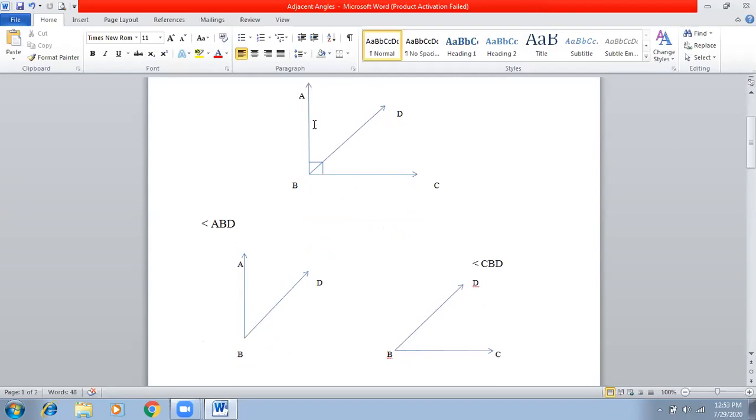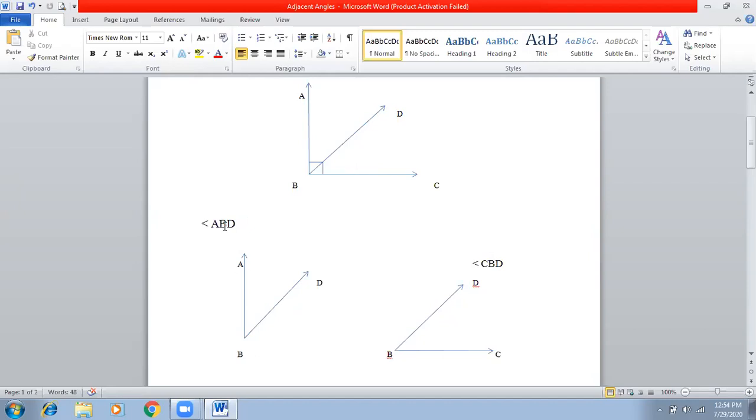One angle is angle ABD, and another angle is CBD, named with C, B, D. Look, these are the two angles that I have broken: this is angle ABD and this is angle CBD. Both have a common side, BD, and they also have a common vertex, B.